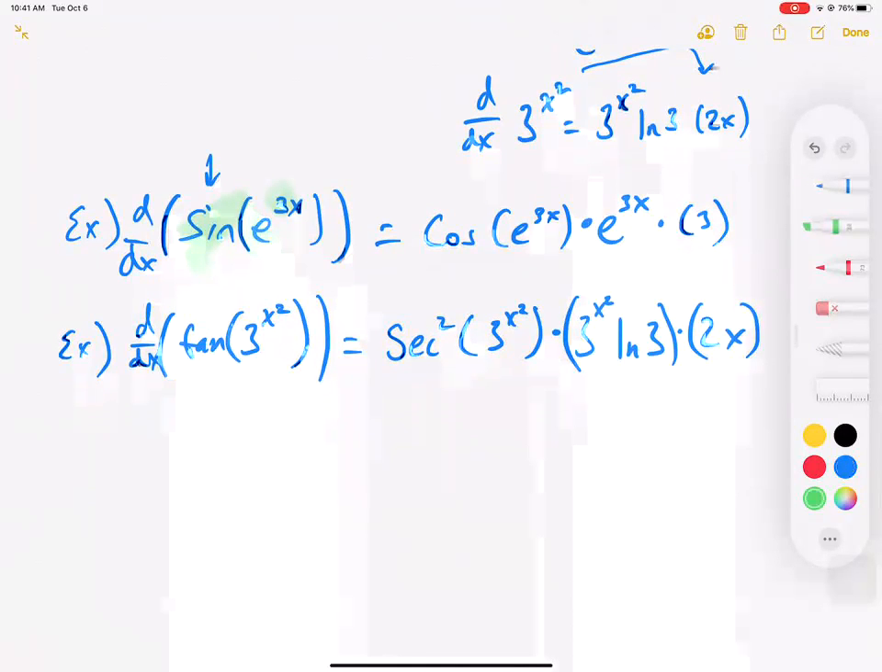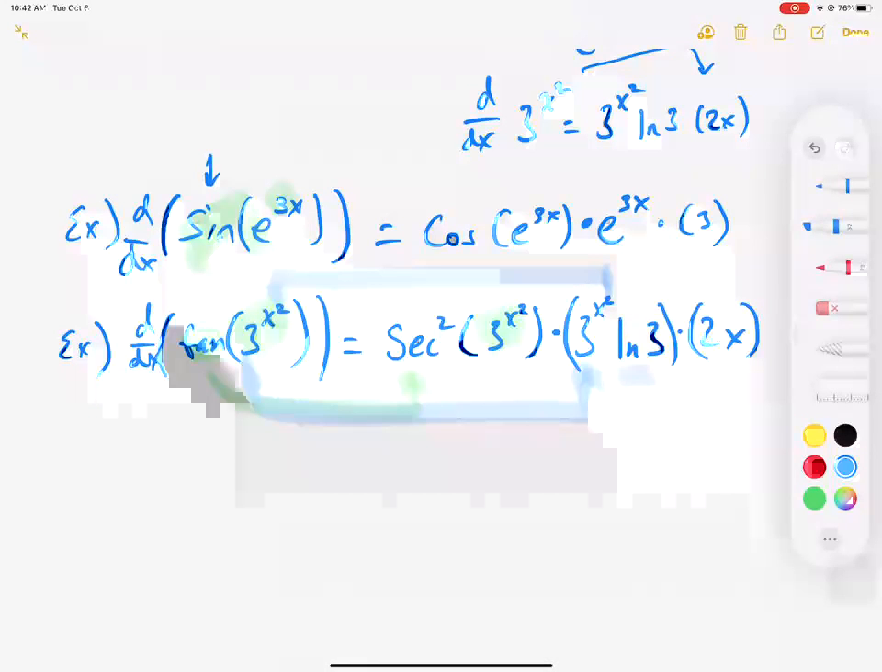Let's see if I did this right. The derivative of tangent is secant squared. Leave the inside alone. The derivative of 3 to the x squared is 3 to the x squared. Leave the inside alone, right? Times ln of 3. Done. Last layer, the derivative of x squared is 2x.